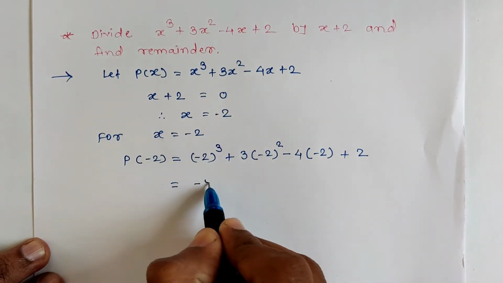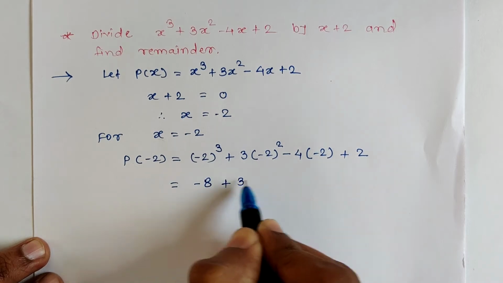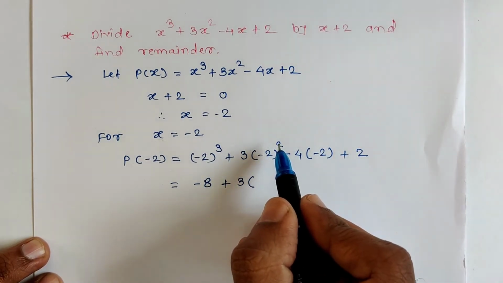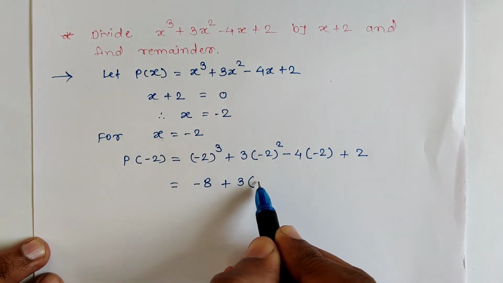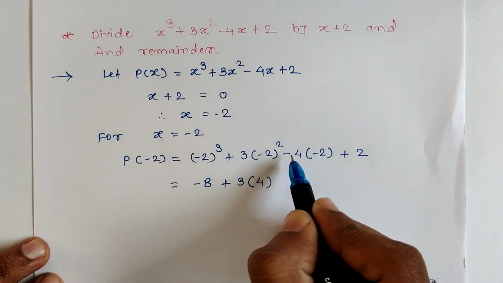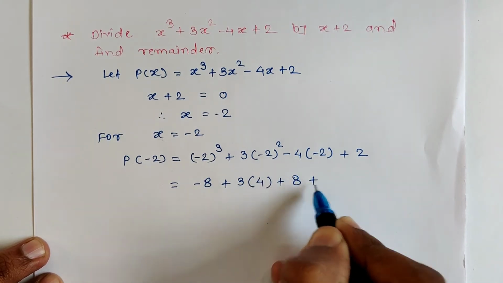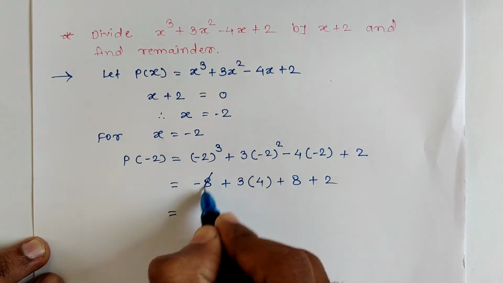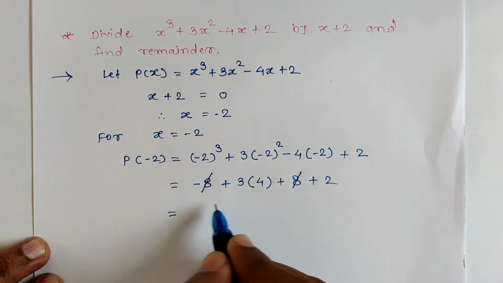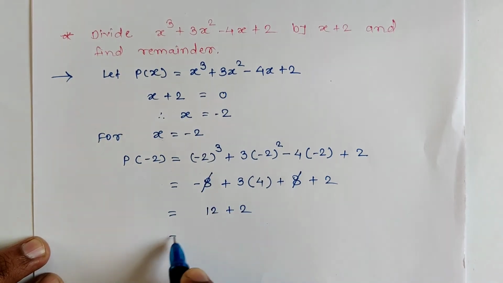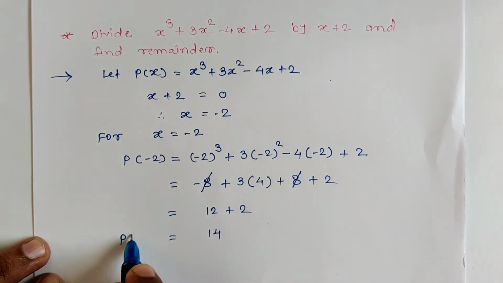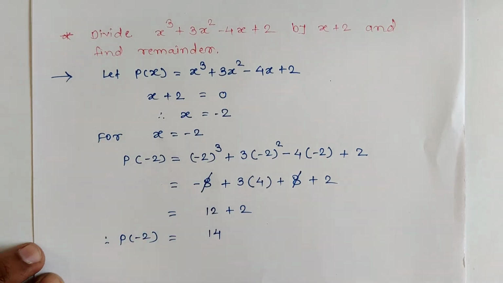Minus 2 cube is minus 8, plus 3 into minus 2 square. Now we know the square of a negative term is positive, so minus 2 square is 4. Now there is a product of two negative numbers, so that should be positive: 4 into 2, that's 8, plus 2. Now minus 8 plus 8 will get cancelled. 3 fours are 12, plus 2, that is equal to 14. So we get the value of the polynomial for x equal to minus 2, that is p of minus 2 is equal to 14. So that is why the remainder is 14.